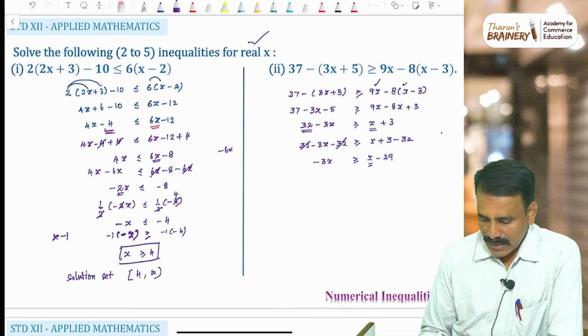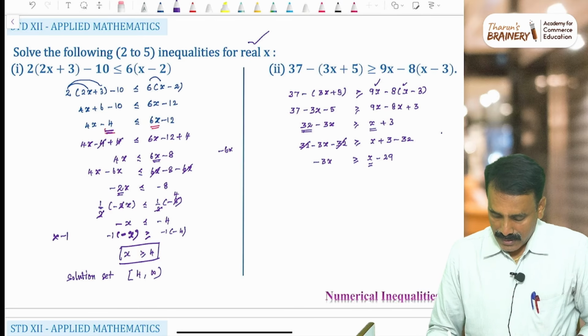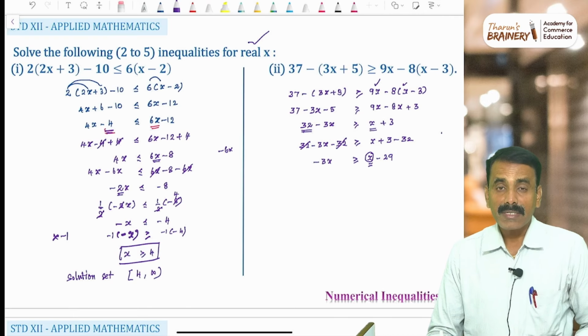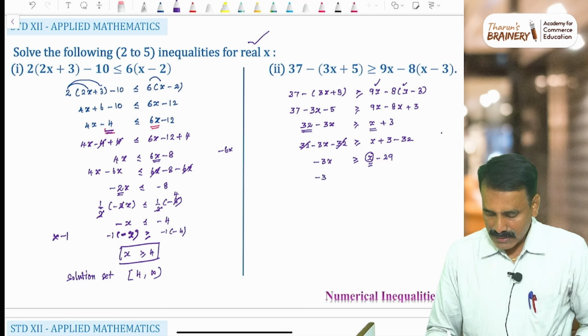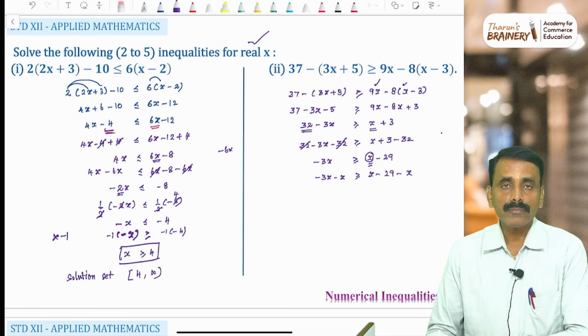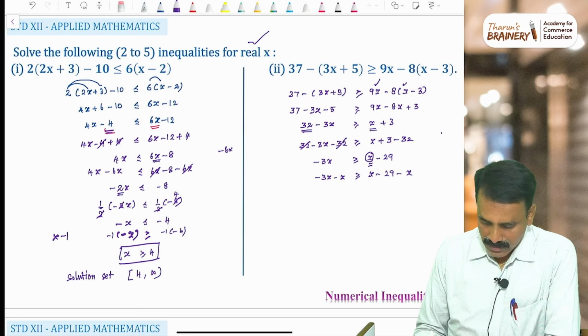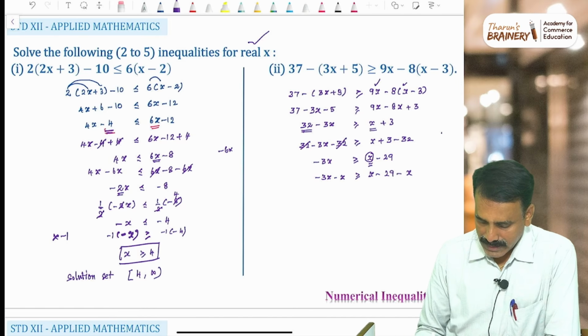Now I want to eliminate x on the right hand side. So what I should do? Bring the x to the left hand side. That is, we must add the additive inverse of x on either side. Additive inverse of x is minus x. So minus 3x minus x greater than or equal to x minus 29 minus x. Okay. So minus x and plus x is cancelled.